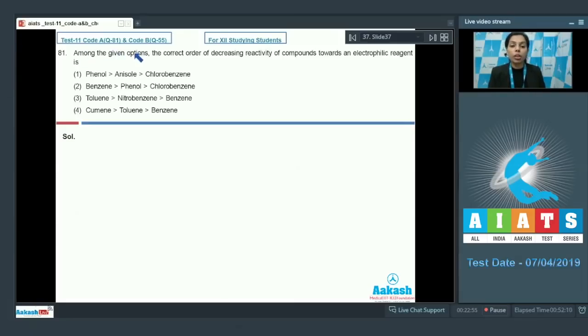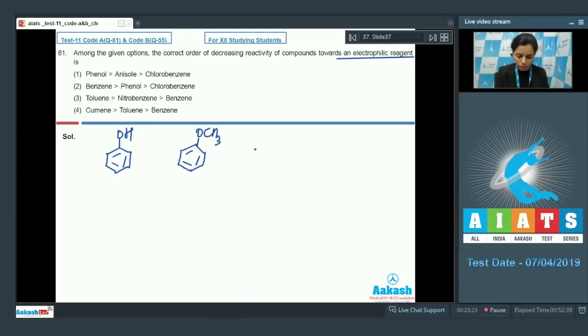Question number 81. Among the given options, the correct order of decreasing reactivity of the compounds towards electrophilic reagent is. It means we are talking about the reaction in which electrophile is the attacking reagent, and we have the compounds which are phenol, anisole and chlorobenzene. It means aromatic compounds these are. We are comparing phenol, then anisole, structure is here OCH3, and after that there would be the turn for chlorobenzene. All three are organic compounds.